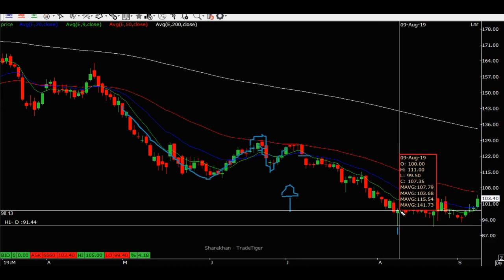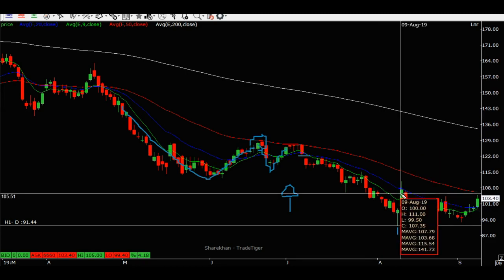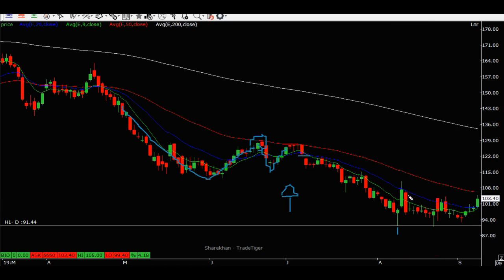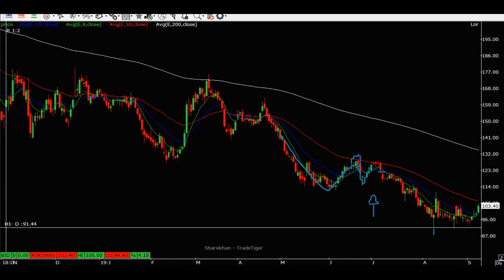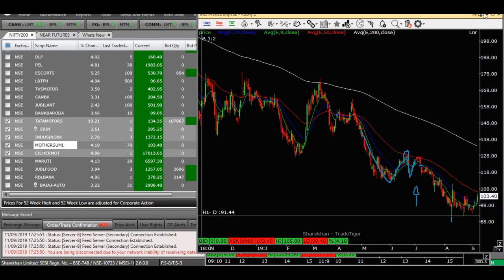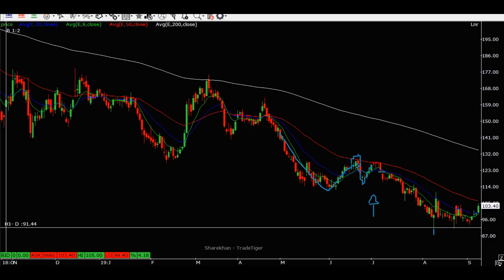We can see from 98, it made a high of 111. Okay, so about 13 points on a 100 rupee stock. That's more than 10% in one day, guys. Just in one day. And you get a similar opportunity again, right? Another hammer right at that support level. Okay, and again, it booms, right? Now again, price comes down and forms this doji, right? And see what happens. Okay, so this works beautifully, guys. This works beautifully.